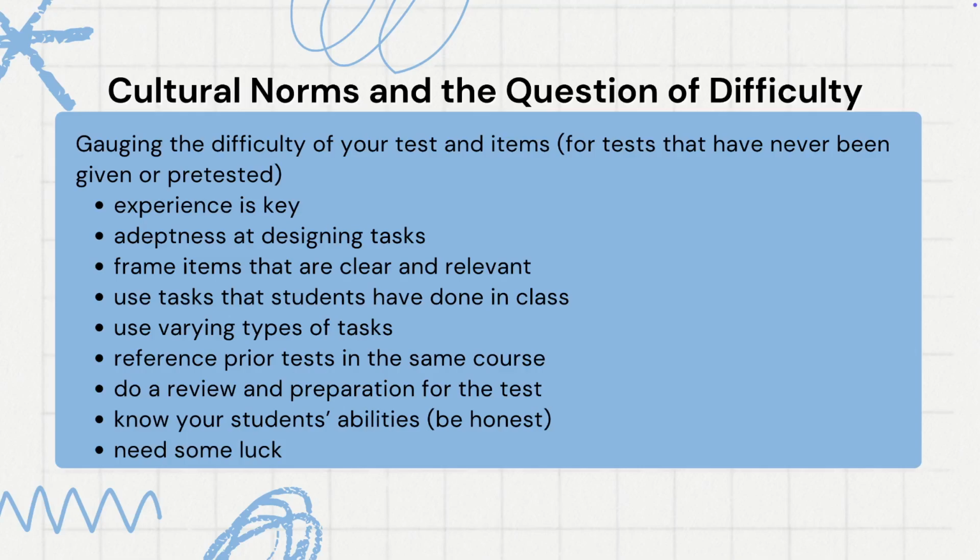You need to have adeptness at designing tasks. You need to frame items that are clear and relevant. Use tasks that students have done in class before. We talked about this already. Use varying types of tasks for your different types of learners. Reference prior tests in the same course. Do a review in preparation for the test. Know your students' abilities and be honest with yourself. Don't make a test based on what you think they should be able to do. It should be what they're really able to do.